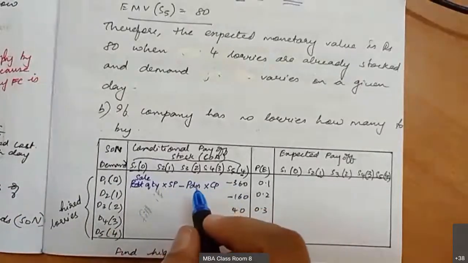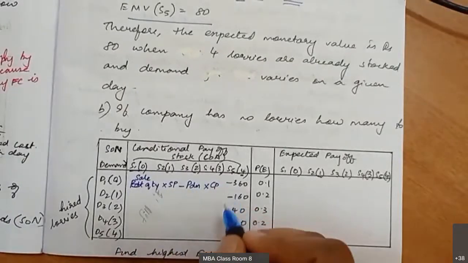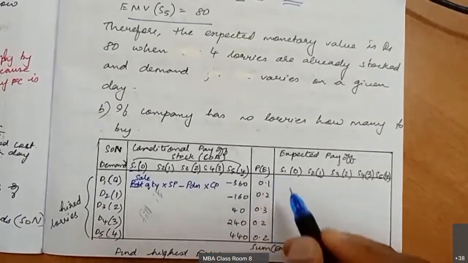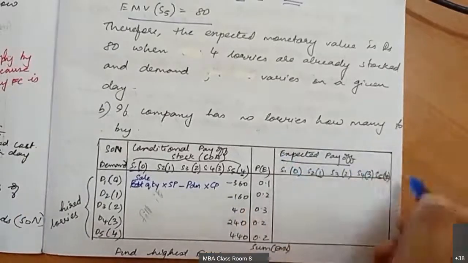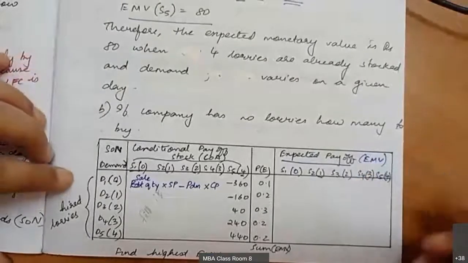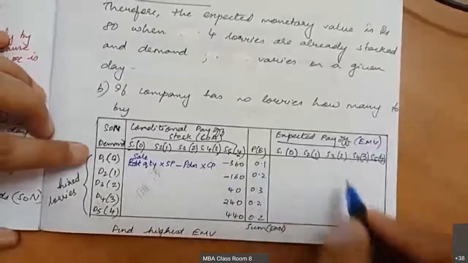We have seen n number of problems now. Fill all those payoff matrices. Multiply with the corresponding probability values. You will get the expected payoff. Expected payoff is nothing but the EMV, expected monetary value. Multiply each of these values.